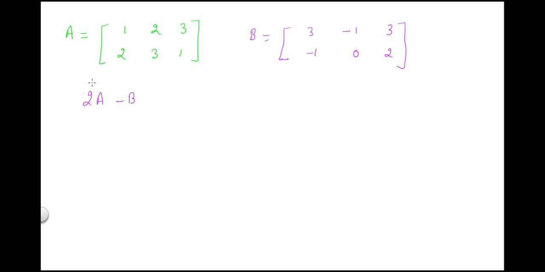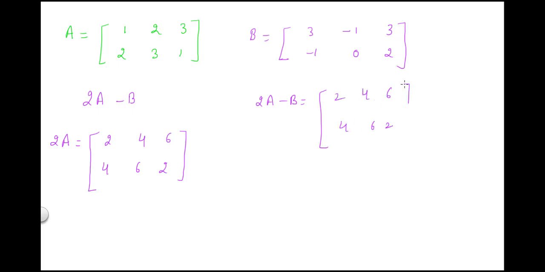So first of all, we are going to multiply matrix A with 2. So 2 times of matrix A, that means each and every entry that is placed here is going to get multiplied with 2. So what are we going to get? 2, 4, 6, then 4, 6, and 2. So this is 2A, and from it we are going to subtract B matrix. So 2A minus B will be equal to 2A is 2, 4, 6, then 4, 6, 2, and matrix B is 3, minus 1, 3, minus 1, 0, and 2.